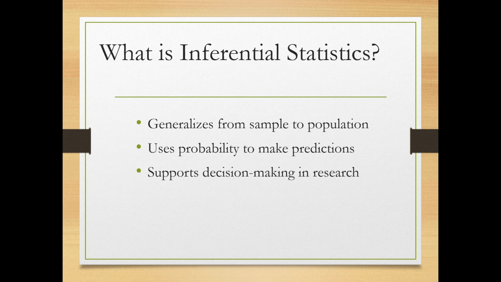Inferential statistics helps us make generalizations from a sample to a population. It uses probability to predict patterns and support our decisions in research. Think of it as a bridge between your data and the big picture. Remember, the main goal of inferential statistics is to make predictions or generalizations based on the sample.